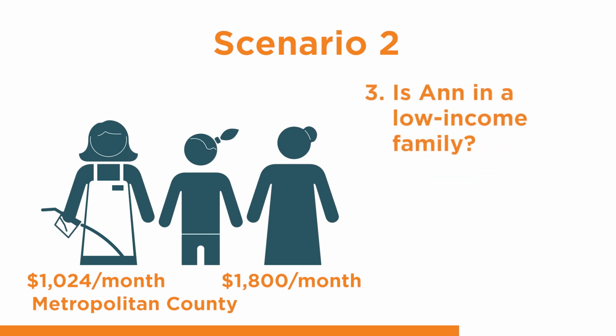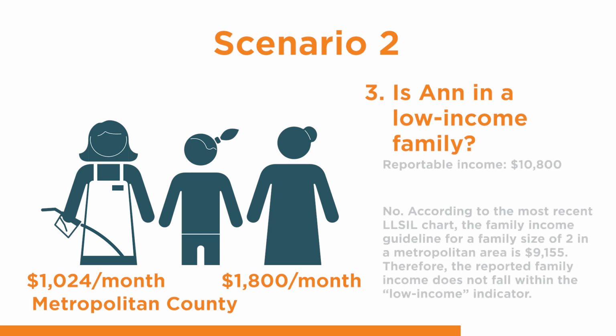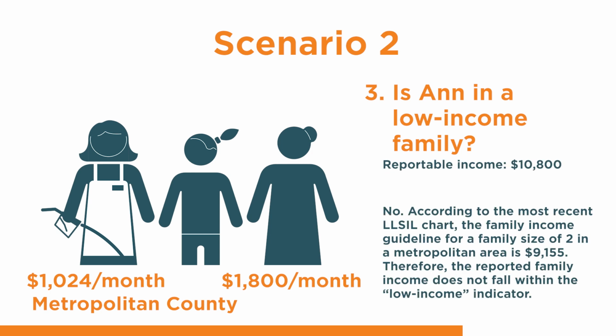3. Is Anne in a low-income family? No. According to the most recent LLSIL chart, the family income guideline for a family size of 2 in a non-metropolitan area is $9,155. Therefore, the reported family income does not fall within the low-income indicator.